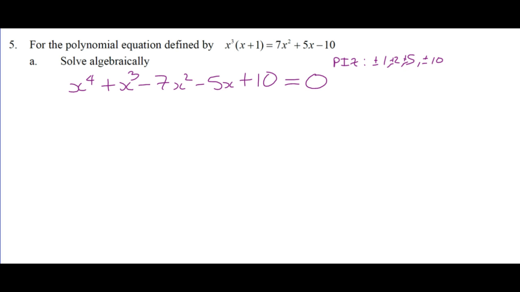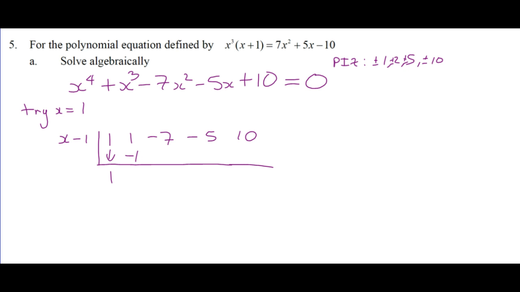Okay, so 1 works. So we're going to try x equals 1, which means I'm dividing by x minus 1. And we have all of the terms, so we don't have to worry about putting a 0 as a placeholder anywhere. So it's 1, 1, negative 7, negative 5, 10. Then 1, 2, negative 5, negative 10, 0.